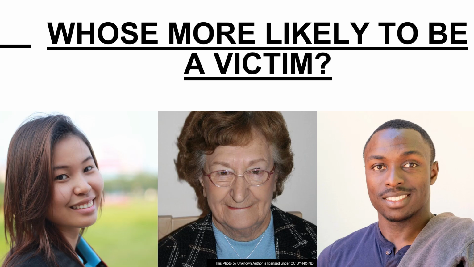So with that being said, I want you to take a look at these three pictures, and I want you to answer this question: who's more likely to be a victim? You have Denise, a 20-year-old college student living right off campus in an apartment by herself for the first time. Then you have Gladys, a 75-year-old woman who lives in a pretty upscale apartment and has significant amounts of money that she flaunts around town. And then you have Darius, a 22-year-old African-American male. He lives in a lower socioeconomic neighborhood, and his household was raised by a single mother.